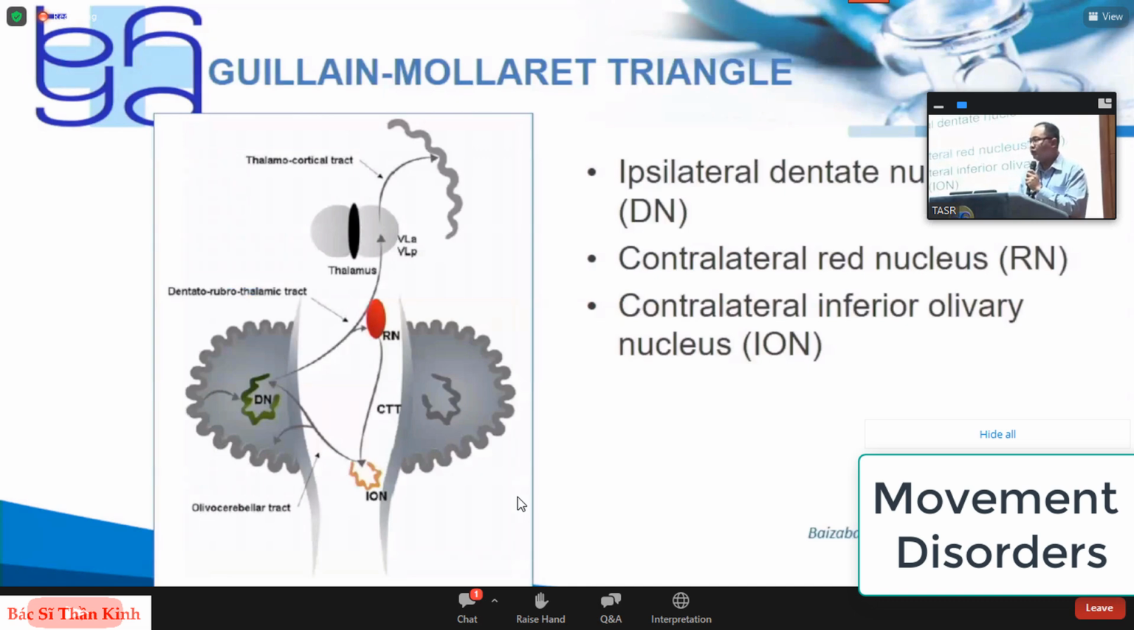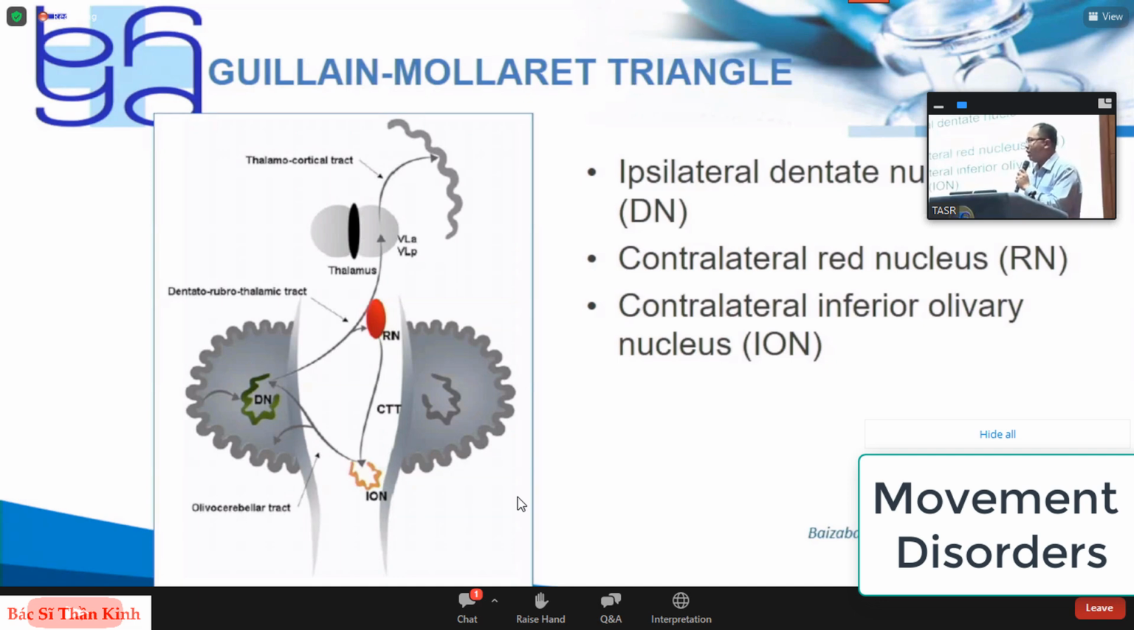And once again, I want to remind you about one of the most important neuroanatomical regions causing this phenomenology, the Guillain-Mollaret triangle, which consists of the ipsilateral dentate nucleus, the contralateral red nucleus, and the contralateral inferior olivary nucleus. And any damage in these nuclei, or any damage in the tract connecting those nuclei, can cause this abnormality.